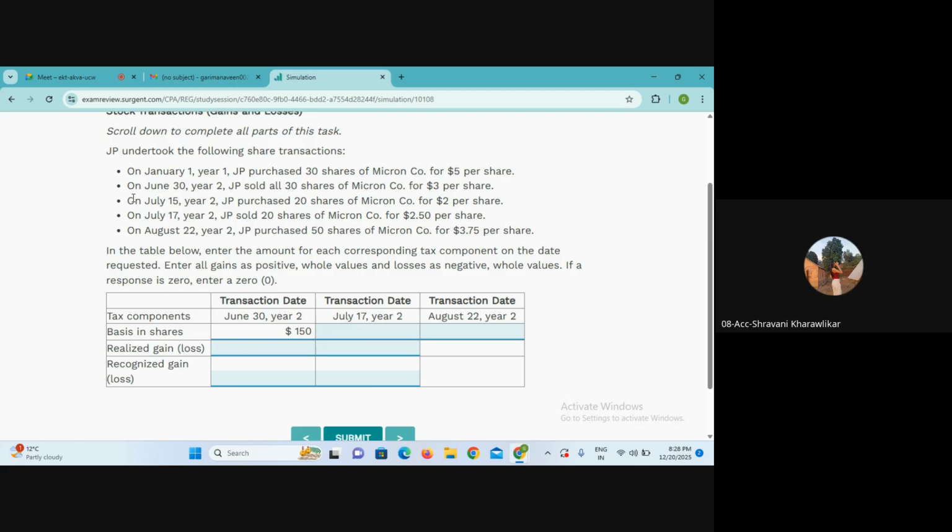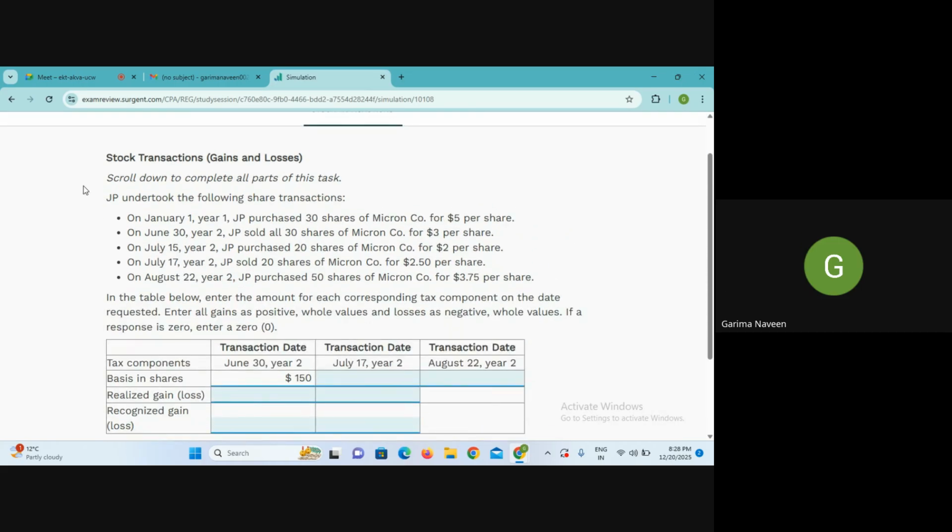But this is for June 30, so the second one will come, right? Yes. On June 30, they are selling all 30 shares for $3. Then in July, they are purchasing 20 shares for $2. This question looks simple, but it is actually confusing.